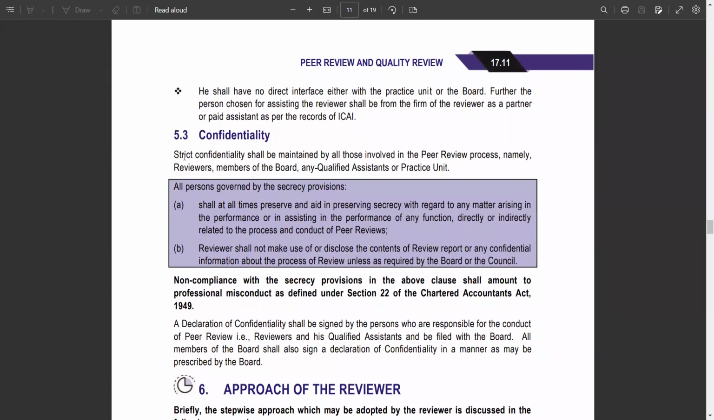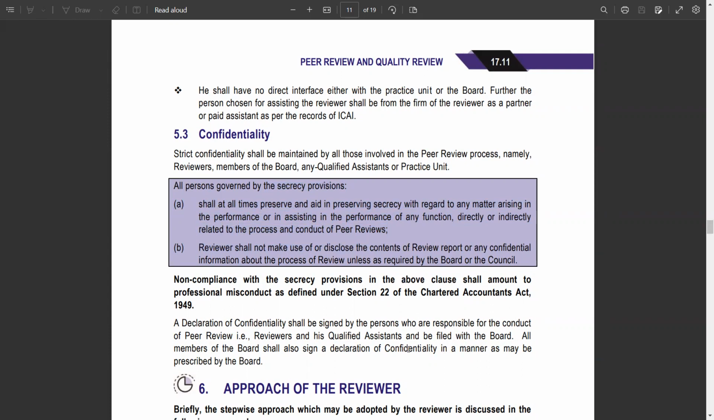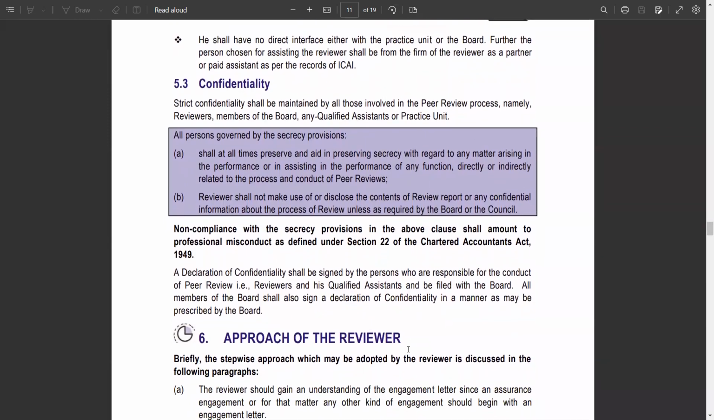Okay, so this is basically about confidentiality. You can read this portion. Non-compliance with secrecy provisions in the above clause shall amount to professional misconduct as defined in Section 22 of the Chartered Accountants Act 1949. So you have to keep these things secret. Secrecy provisions.